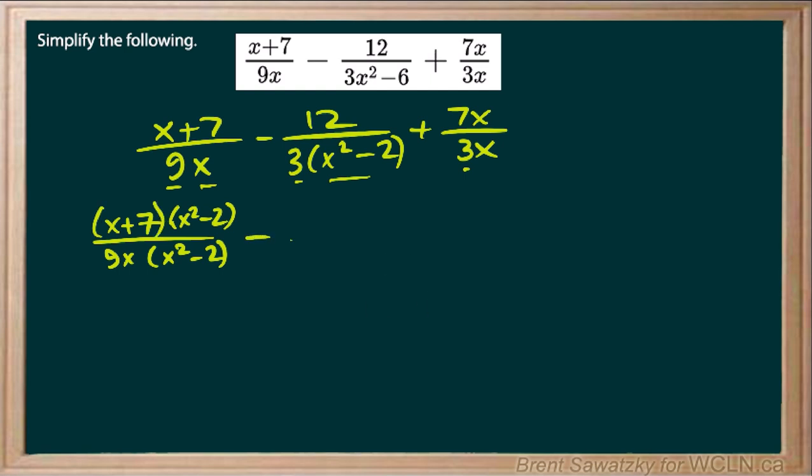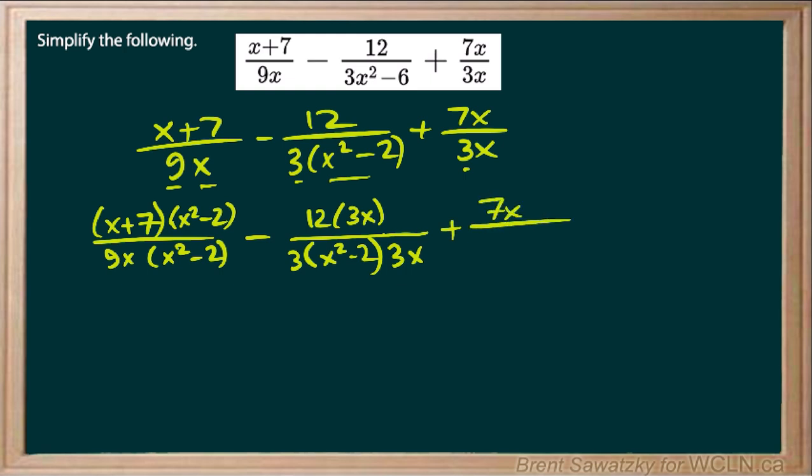Okay, and the next one, we end up with 3 times x squared minus 2. Now, to get to our common denominator, that is the 9x, so we're going to have to multiply by a 3 and an x, and that will get us to where we need to be. So we'll have 12 times 3x. All right, and so for the last one, 7x over 3x. And so for this one, we need to multiply by the x squared minus 2. And in order to get to that 9, we're also going to have to multiply by 3.